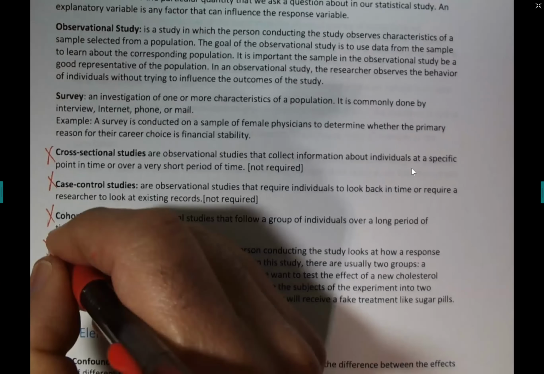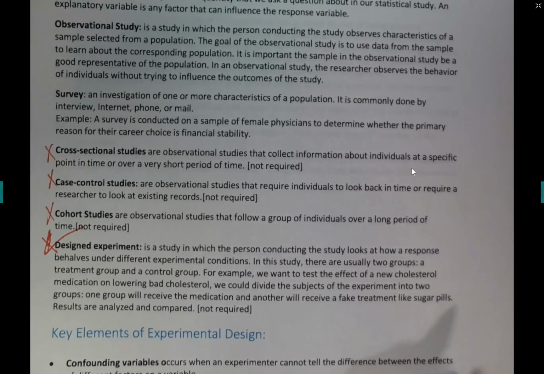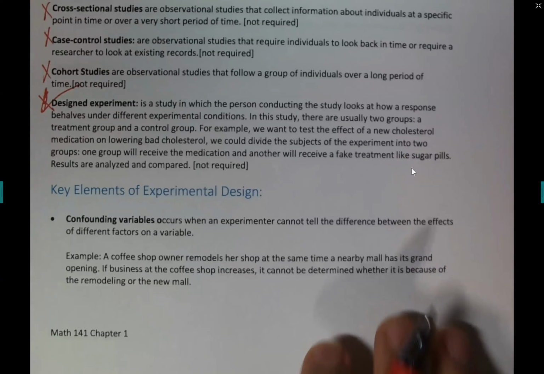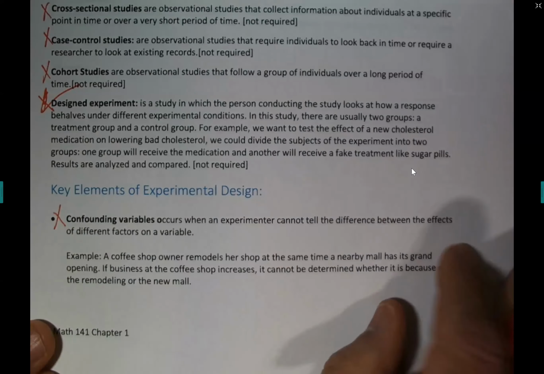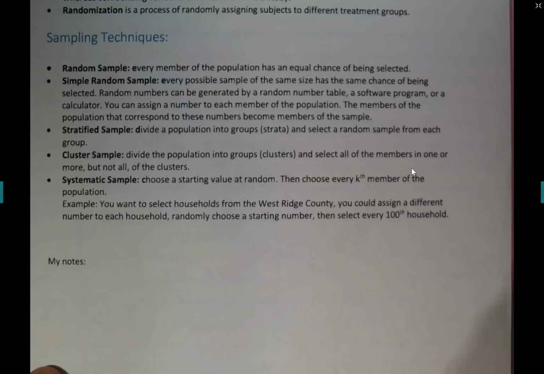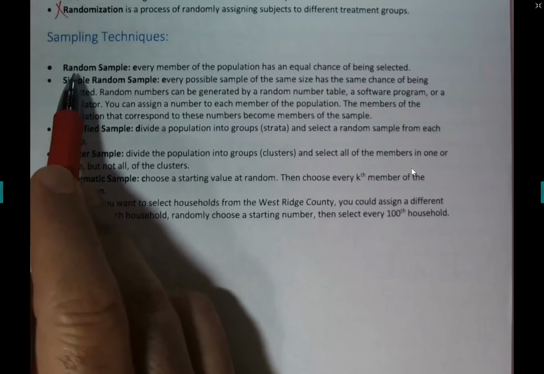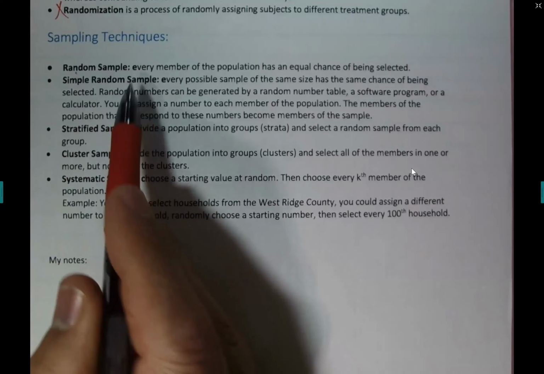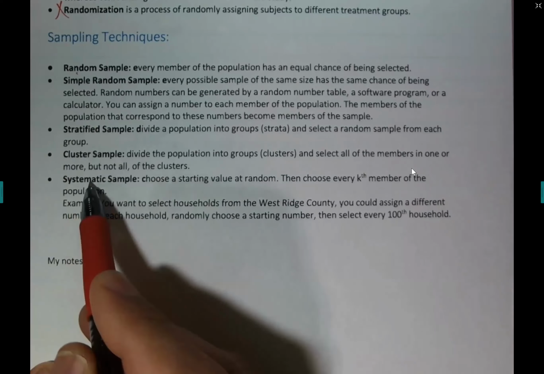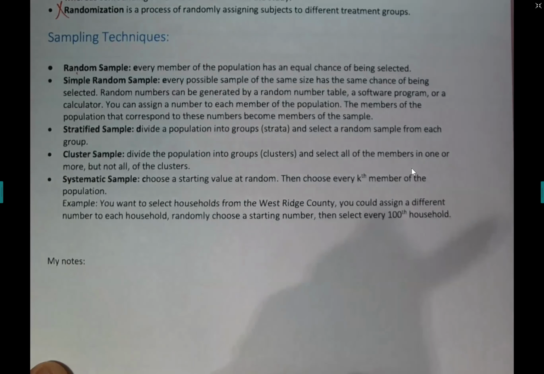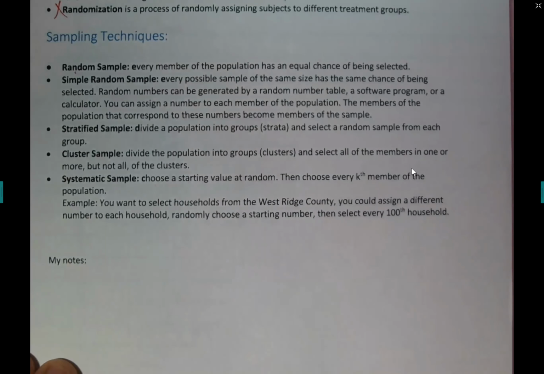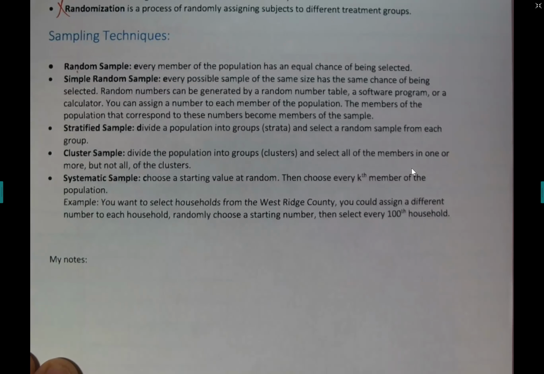Oh, this is the experimental design that's included there. You don't have to worry about that. We talked about the confounding variable and the placebo effect. There will not be any questions on those. And these are the sampling techniques that you learned today: random sample, simple random sample, stratified, cluster, systematic. And I didn't put convenience because it's not very important, actually. We should not be using convenience sampling.